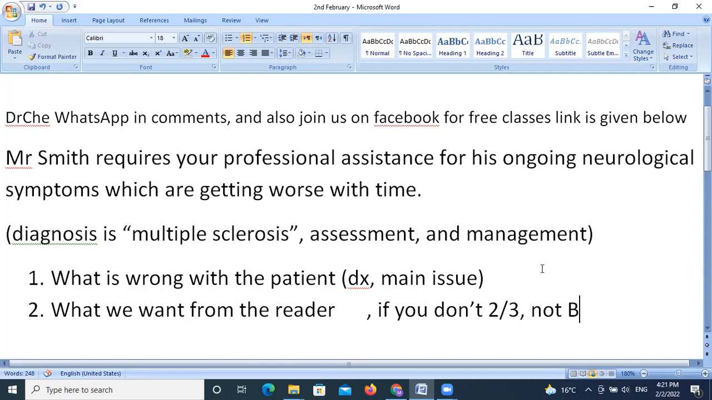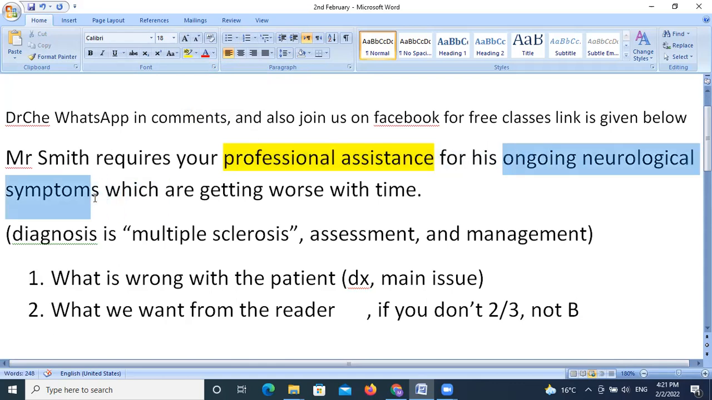So let us see. You can see here, require professional assistance. What kind of assistance does that mean? Which kind of professional assistance? Number one, ongoing neurological symptoms. Is that clear? Which symptoms, what is the main diagnosis, what is the exact problem? Okay, we need to be specific here.